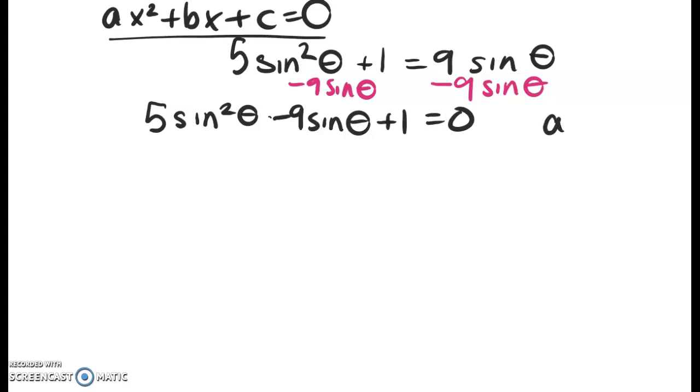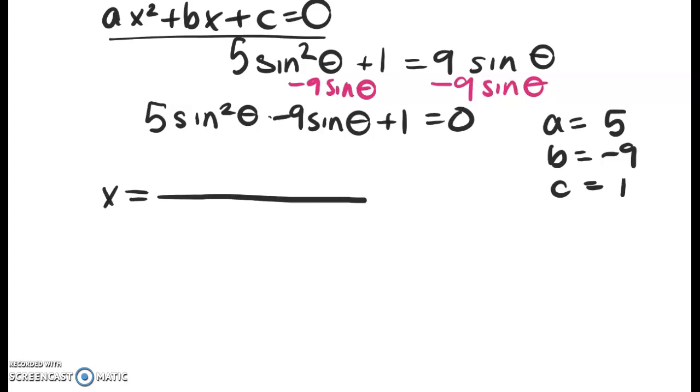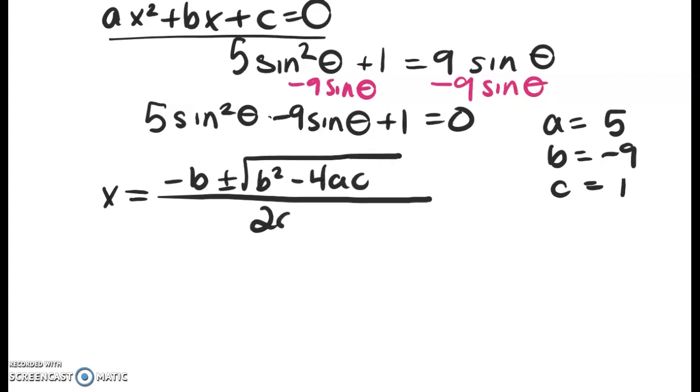And so I'm going to identify my a, b, and c here. My a is 5. It's the coefficient on sine squared. My b is -9. It's the coefficient on sine theta. And my c is the constant by itself, or 1. And so to use the quadratic formula, I have to first write it here. It's the opposite of b, plus or minus the square root of b squared minus 4ac, that whole thing divided by 2a.